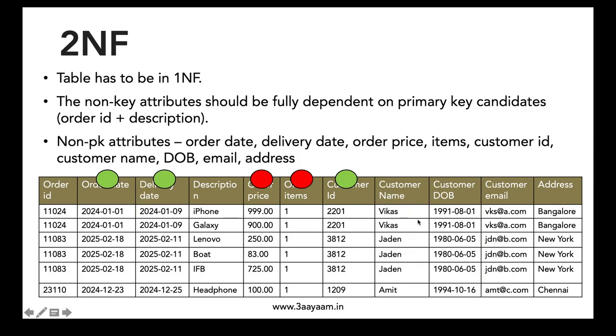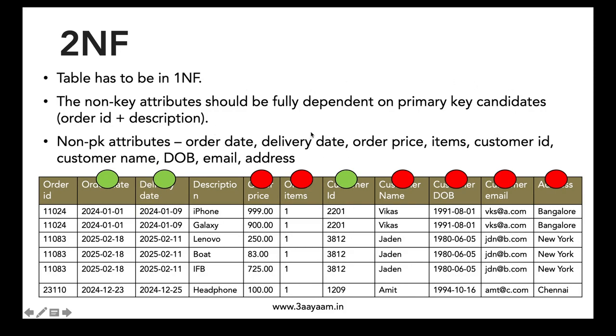So what about customer name? Customer name is actually not dependent on the order ID, but it is completely dependent on customer ID, which is a non-key attribute. So this defies the definition. Same as customer date of birth, customer email, and customer address, because all of them are dependent on a non-key attribute, which is customer ID. So they are not conforming to the second normal form definition.